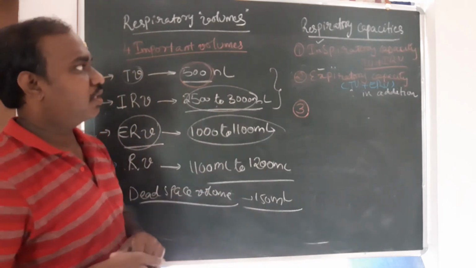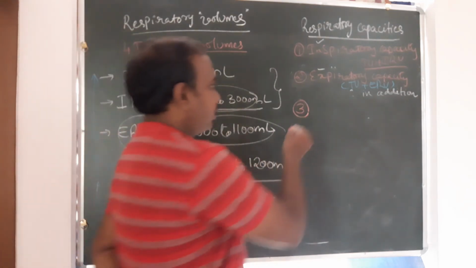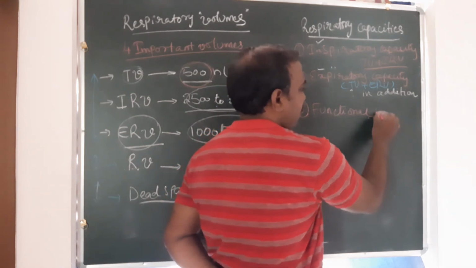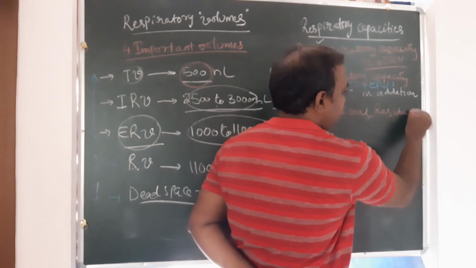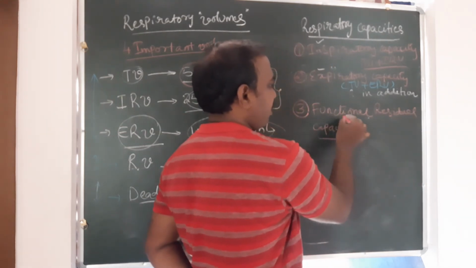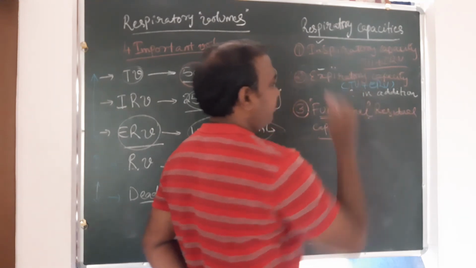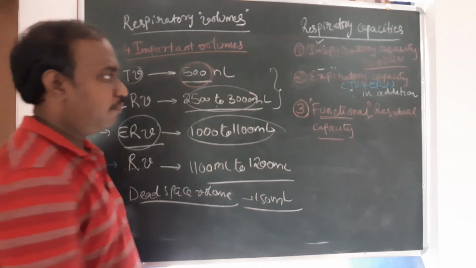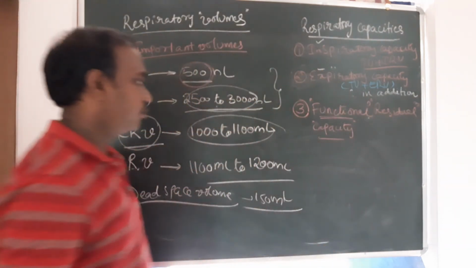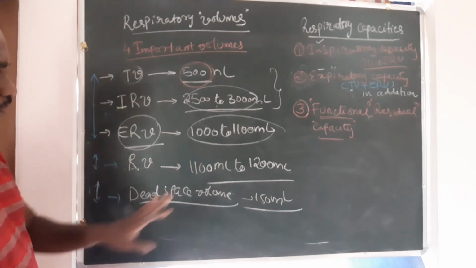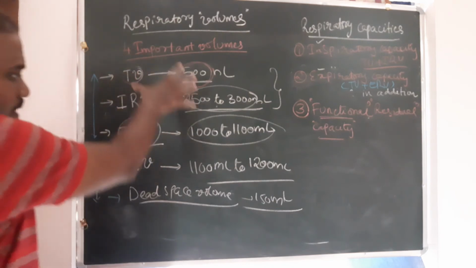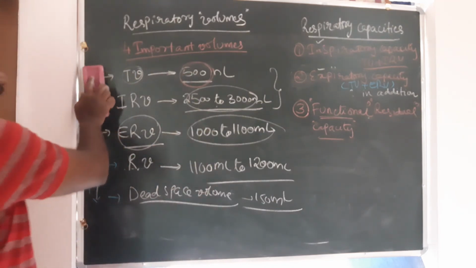Yes, the third one is functional residual capacity. So what is this functional residual capacity? It is the air which is used for functional purposes, which is always there in the lungs. I'll erase these examples, and I'll come back to this in the form of a diagram.